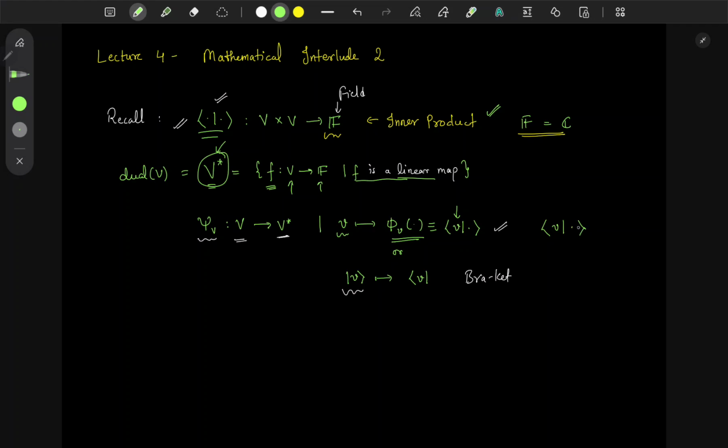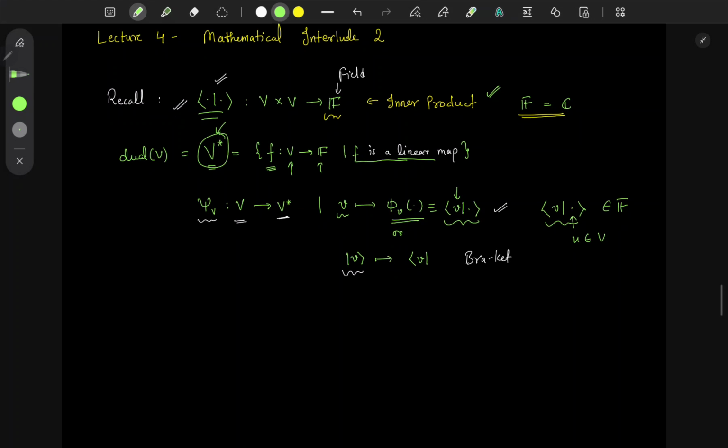Since the second element needs to be a vector from the vector space V, you put some U which belongs to V, and it will give you a number. So this function takes a vector U from V and gives a number as output. In that sense it is a linear functional, and it is linear because, as we said, the inner product is linear in the second argument. In this way you can define a map in V star corresponding to this element V.